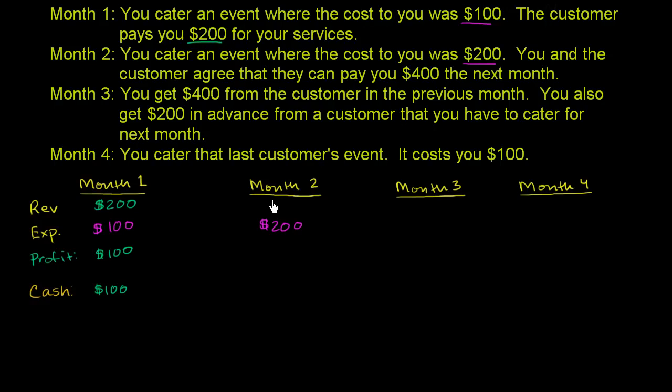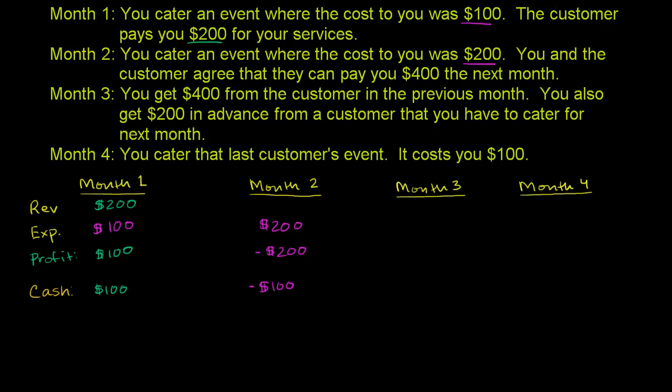So it looks like we got no revenue. We had $200 of expenses. Our profit here is going to be negative $200. And when we look at how much cash, we had $100 of cash entering into month 2. We're using $200 of that. And so now we've kind of overdrawn our bank balance. Maybe we owe our bank now $100.